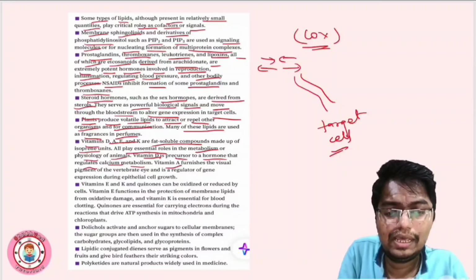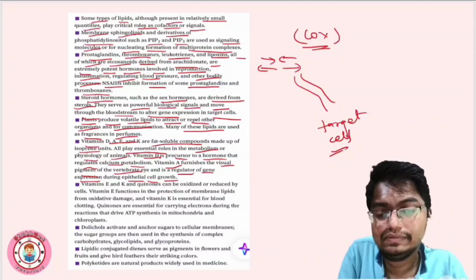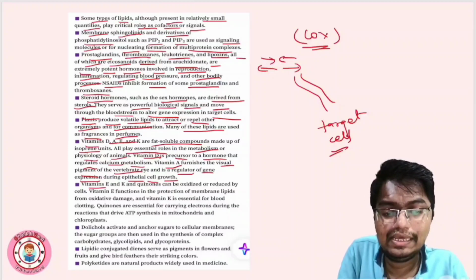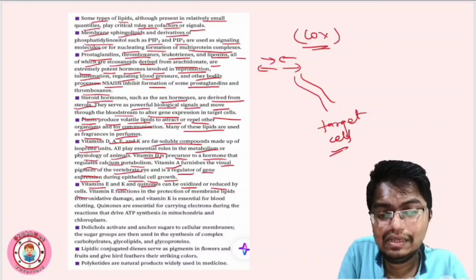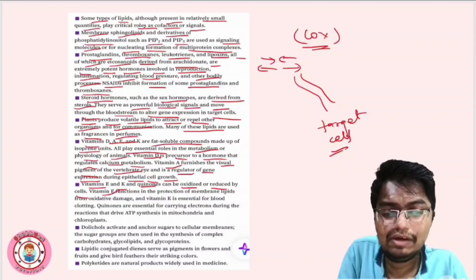विटामिन ए का रोल है विजुअल पिगमेंट ऑफ द वर्टिब्रेट आई, रेगुलेटर ऑफ जीन एक्सप्रेशन ड्यूरिंग एपिथेलियल सेल ग्रोथ. गॉट इट. विटामिन ई एंड के and quinone can be oxidized or reduced by cells. मतलब सेल्स ऑक्सीडेशन रिडक्शन कर सकते हैं. तो विटामिन ई का फंक्शन क्या है? प्रोटेक्शन ऑफ मेम्ब्रेन लिपिड, राइट? मेम्ब्रेन लिपिड का प्रोटेक्शन फ्रॉम ऑक्सीडेटिव डैमेज.